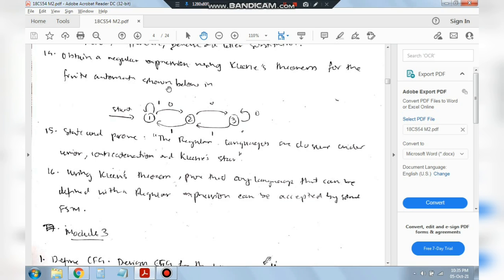This is the state elimination question. First eliminate 3 and write where it is passing through. Do the same thing for 2 and 1 also. And the last two questions are just the explanation of Kleene's theorem which I have discussed: the union, concatenation, difference and the complement.